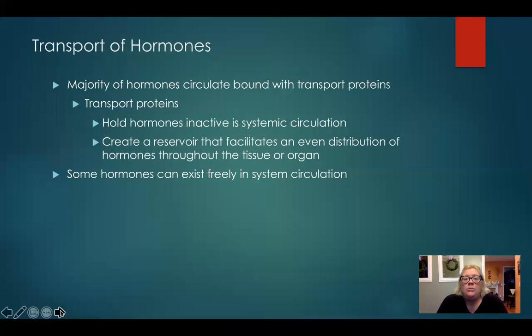So when these hormones circulate, whether in the portal system or in the systemic circulation, a majority of them are going to circulate bound to transport proteins. Now, transport proteins are going to do two things. The first thing is that they're going to hold the hormones in an inactive state as they travel through the systemic circulation. Only when they enter into their target cell, which is located in their target organ, are they going to become activated or be in an activated form.